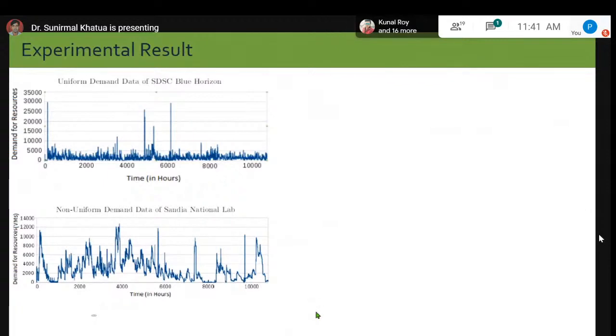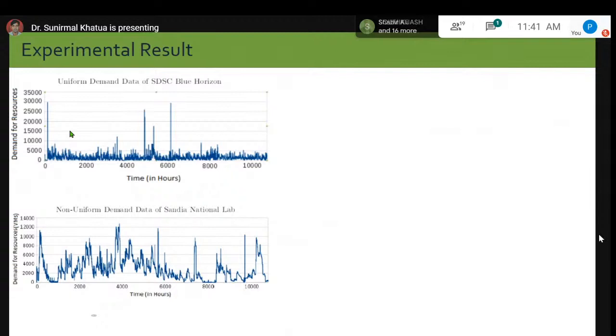For this experiment, we use two data sets. One is from the San Diego Supercomputer Center Blue Horizon. In the previous class, Professor Nandini Mukherjee showed you the Blue Jeans data centers, so this Blue Horizon is also part of that. From there we take the demand for the virtual resources in their lab, and you know the huge supercomputing environment they have.